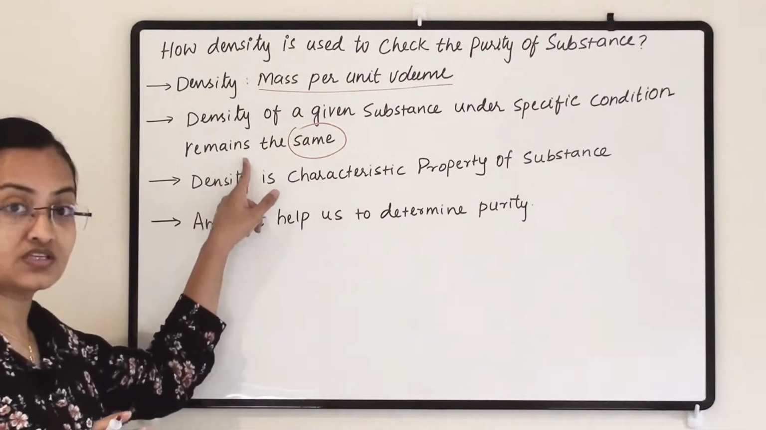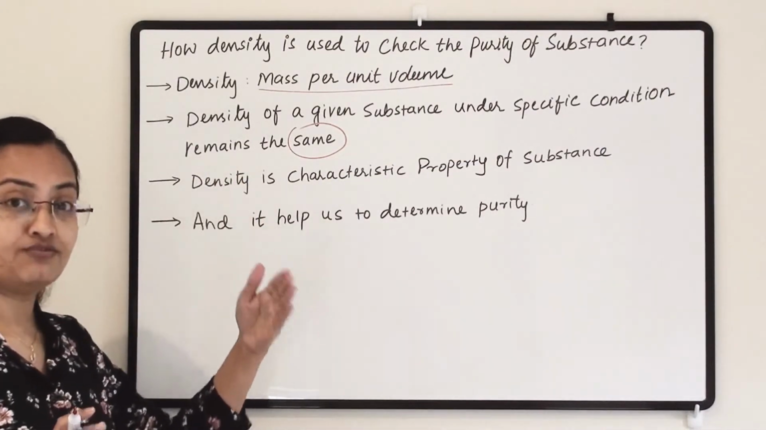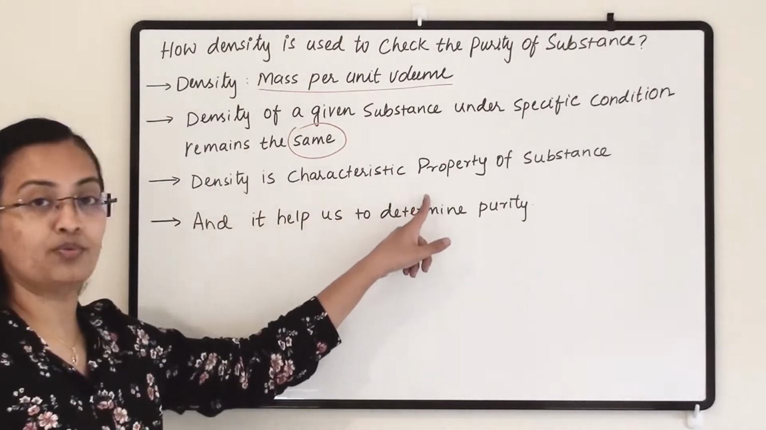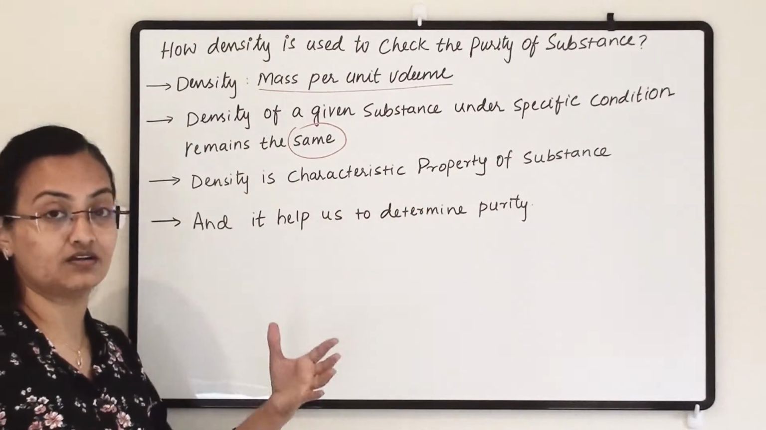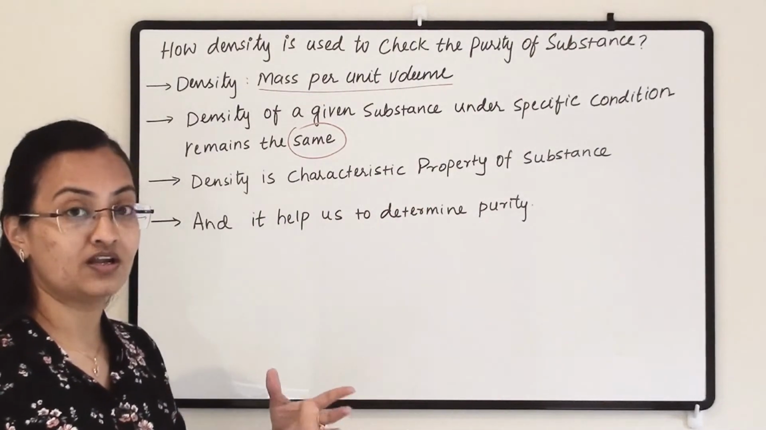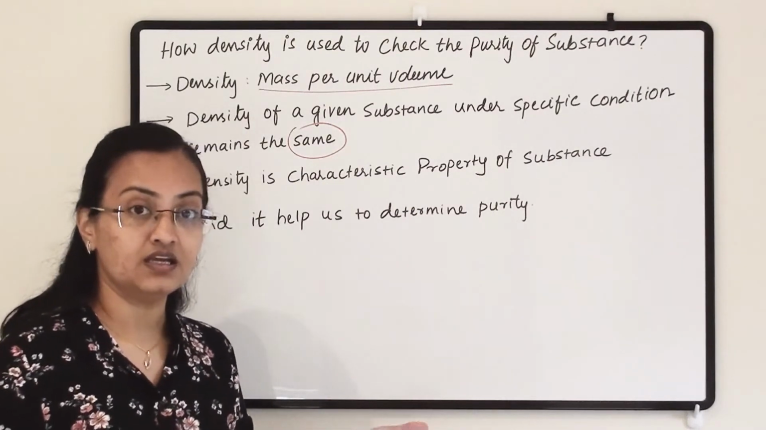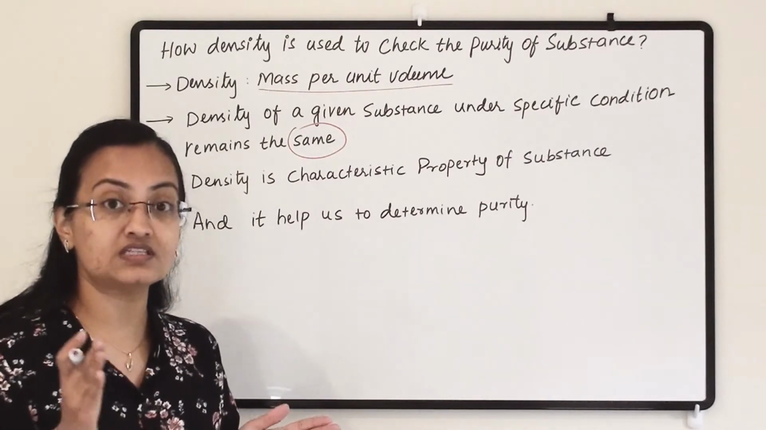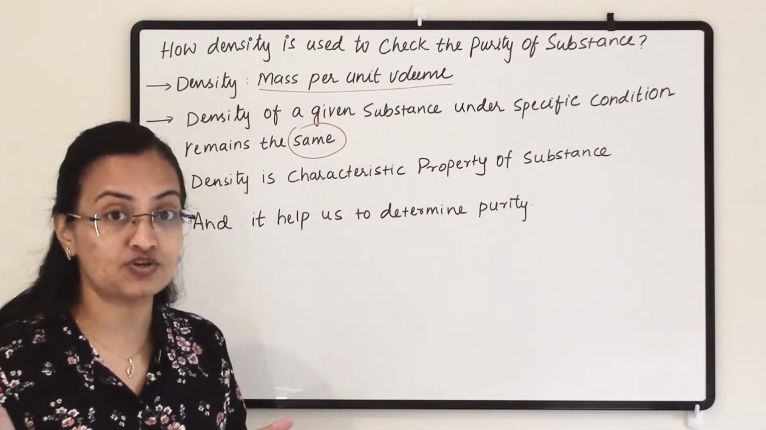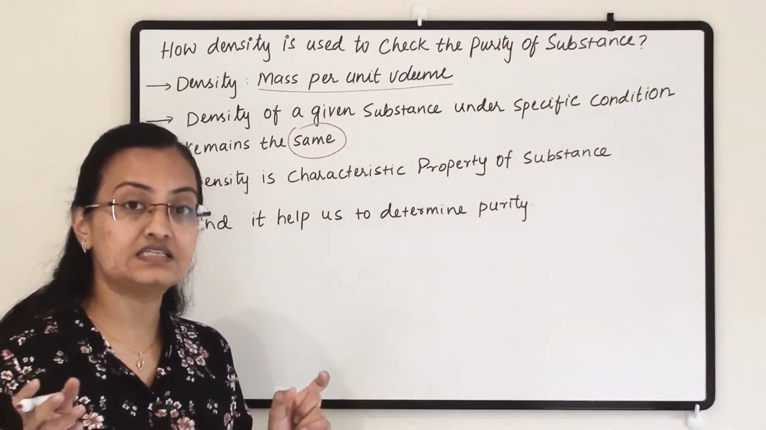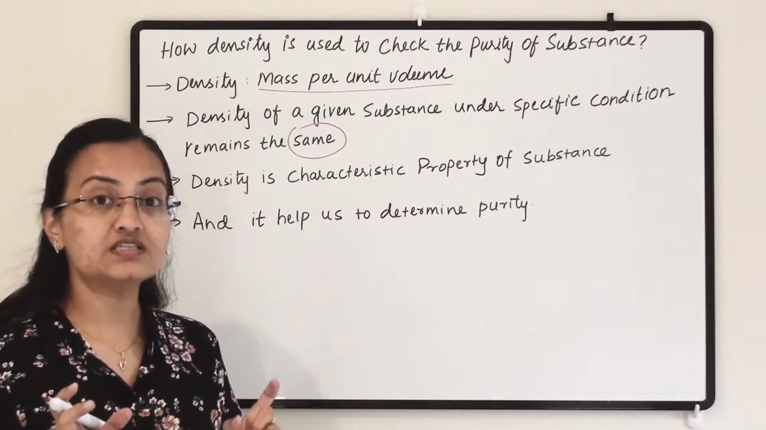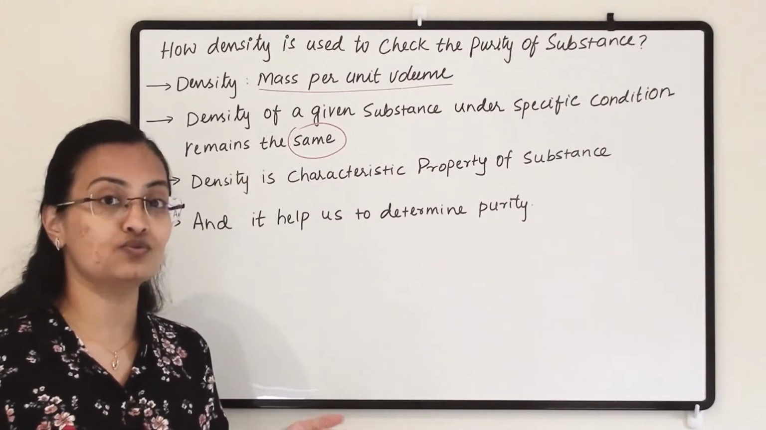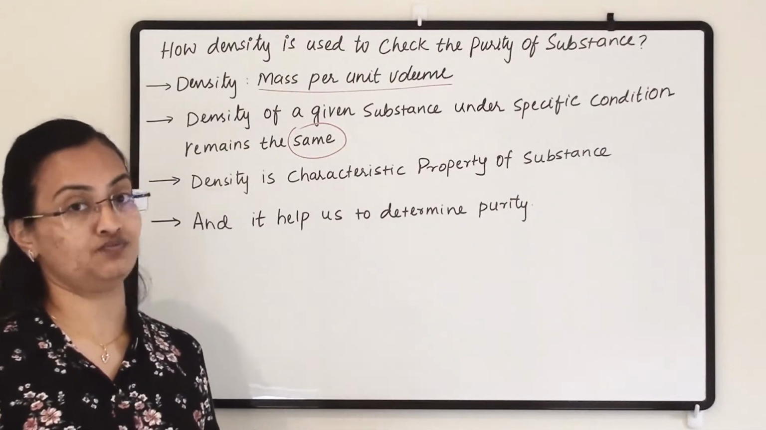Because it remains constant and it is specific for each and every substance, it becomes a characteristic property of a substance. So if you want to check whether this substance is pure or not, then you can check its density. You can refer to the data which says that the density of the purest substance is this much, and compare the practical density with the theoretical value. Once both values are equal, you can say that whatever substance you have is the purest in its form.